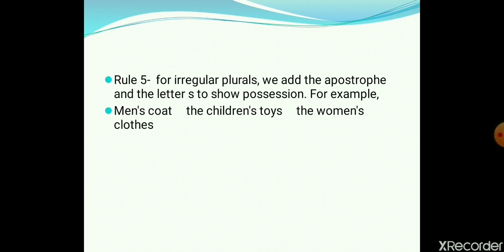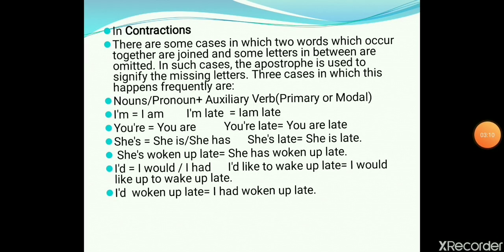Now let's talk about contractions. In contractions, there are some cases in which two words which occur together are joined and some letters in between are omitted. In such cases, the apostrophe is used to signify the missing letters. Three cases in which this happens frequently are: first, noun or pronoun plus auxiliary verb. Auxiliary verbs can be primary verbs or modal verbs.